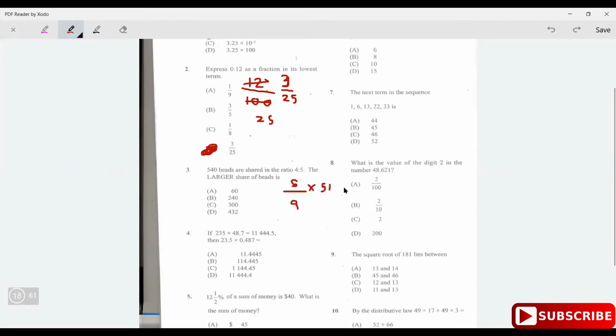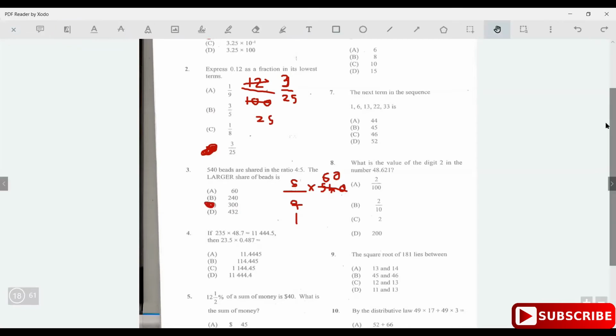Now 9 into itself goes 1 time, and 9 into 540 goes 60 times. 9 into 54 goes 6 times, yes. 60 times 5 is 300, so the larger share is 300. Easy question, solved.